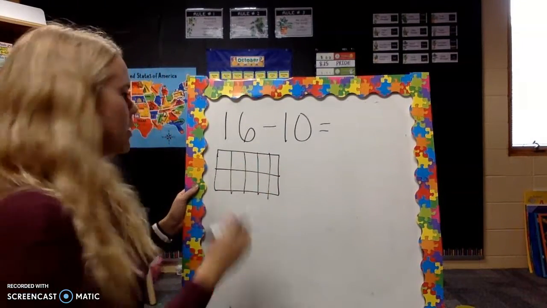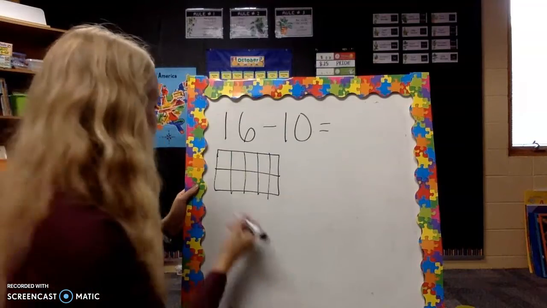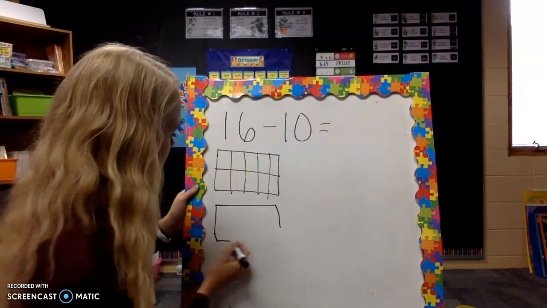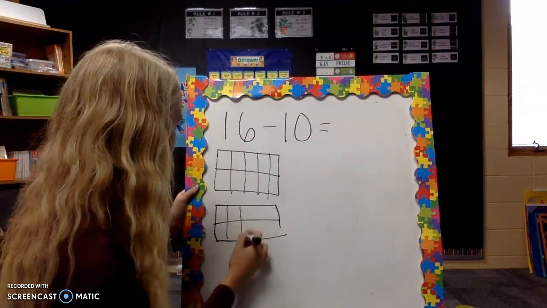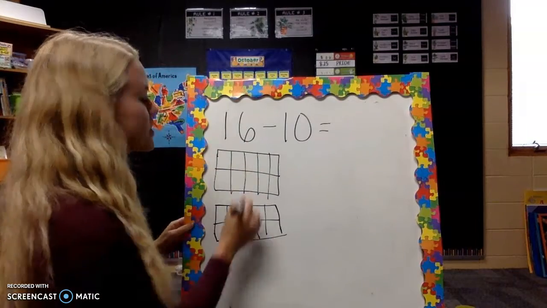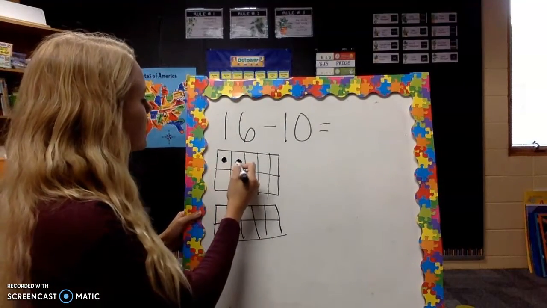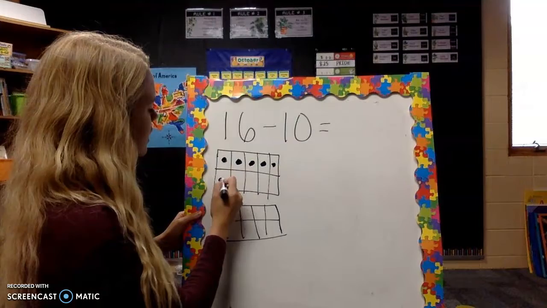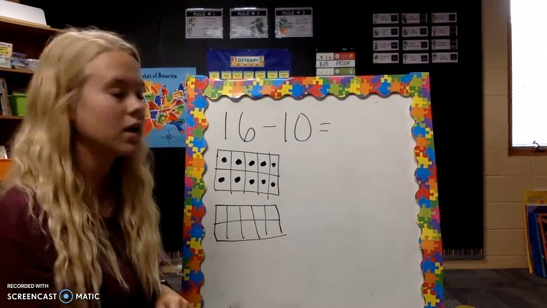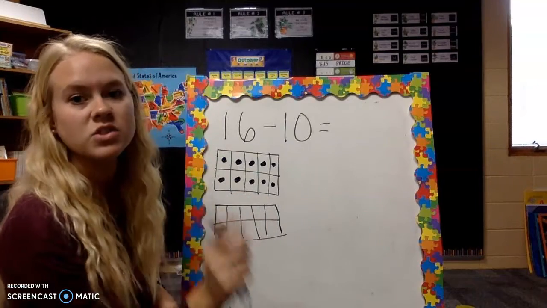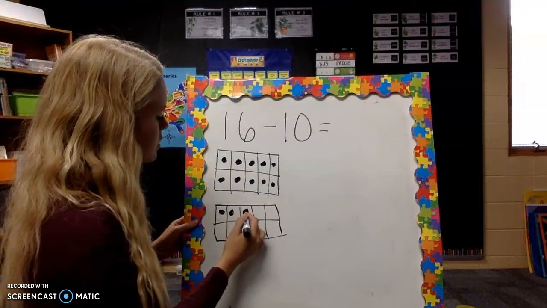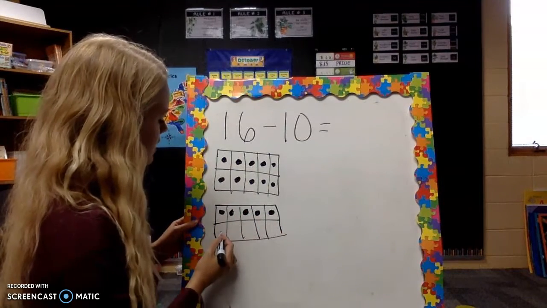So when you draw a 10 frame, you just need to make sure there are 10 boxes. Now I'm going to need 2 of them because 16 is bigger than 10. So I'm going to draw another one. Now, when I fill in 10 frames, make sure you start with the top one and fill in the top and continue on as you go. I filled in one 10 frame, so I know I have how many? 10. So let's count on from 10. 11, 12, 13, 14, 15, 16.